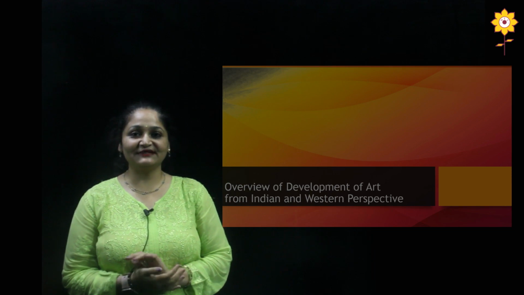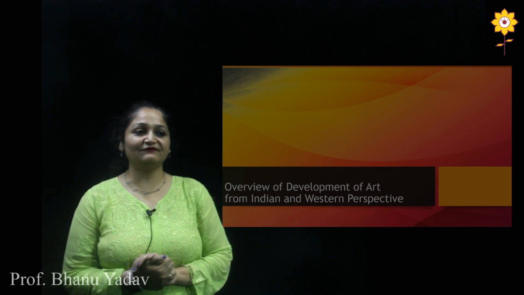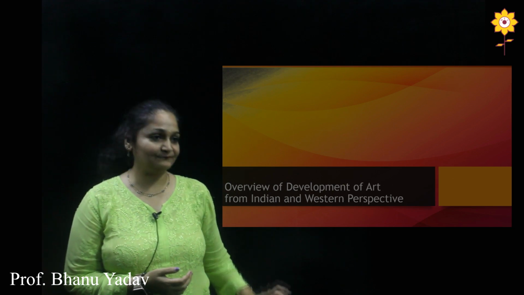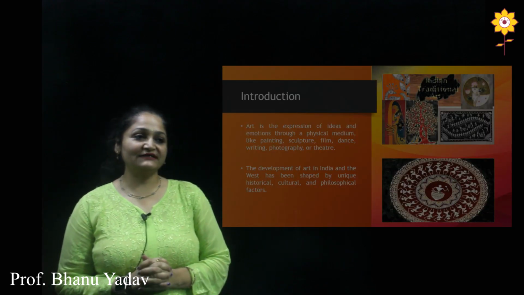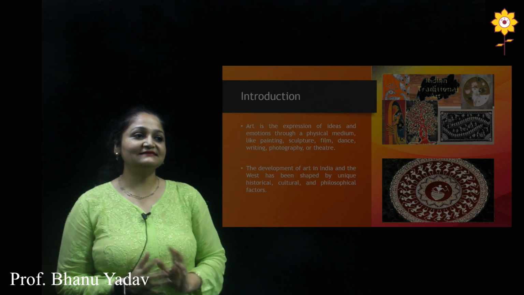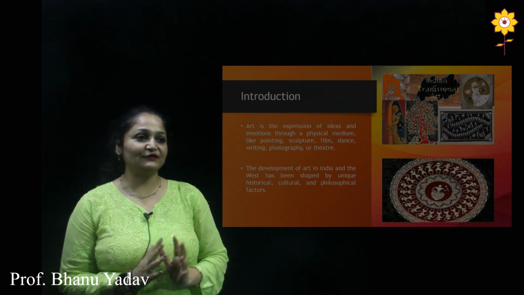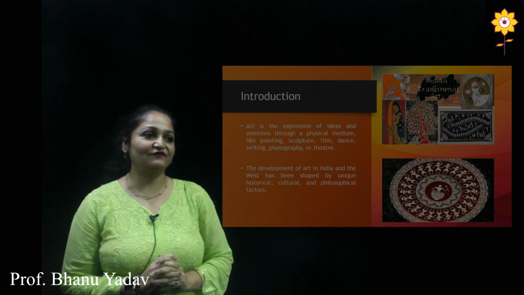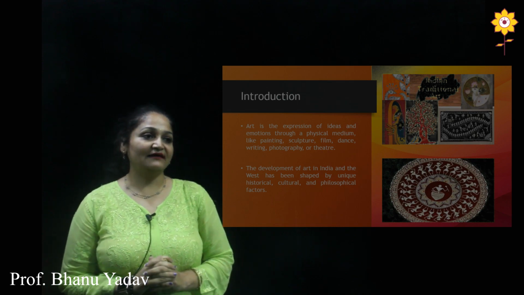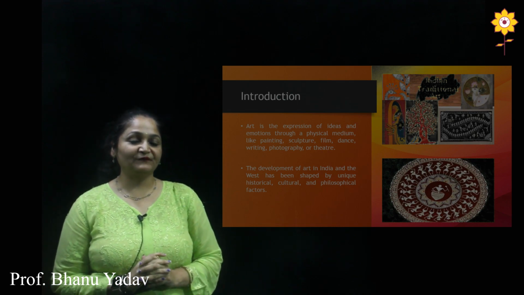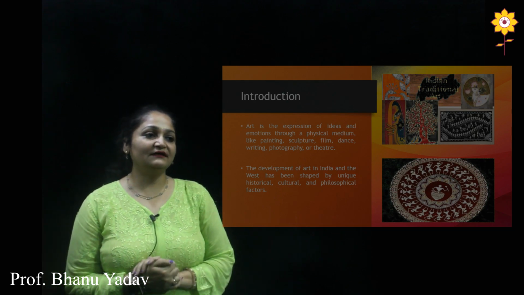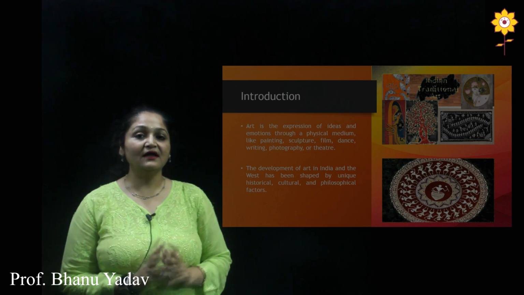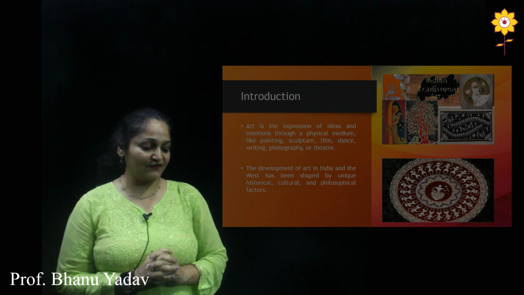In this session, we will be discussing an overview of the development of art from Indian and Western perspectives. First of all, let's talk about art. Art is the expression of ideas and emotions through a physical medium like painting, sculpture, film, dance, theatre, writing, photography, etc. Now the development of art in India and the West has been shaped by unique historical, cultural and philosophical factors.